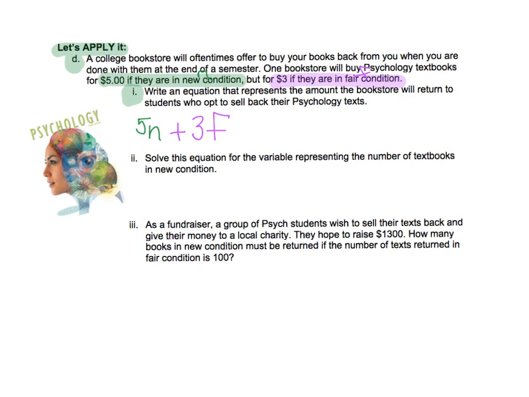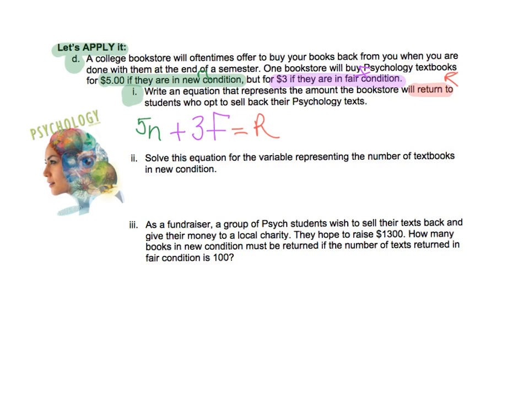And then what I'm trying to figure out is how much money I get back. And that, my friends, is something we call the return. So that is a return. So we're trying to figure out what the return will be, and I'm going to go ahead and call that R. R is my return. That is the refund or the money I will get back. So that's an equation that represents the amount the bookstore will return to me, R, for students who opt to sell back their psychology textbooks.